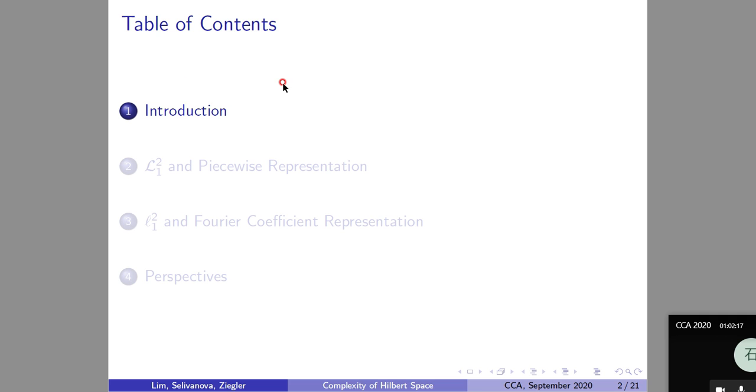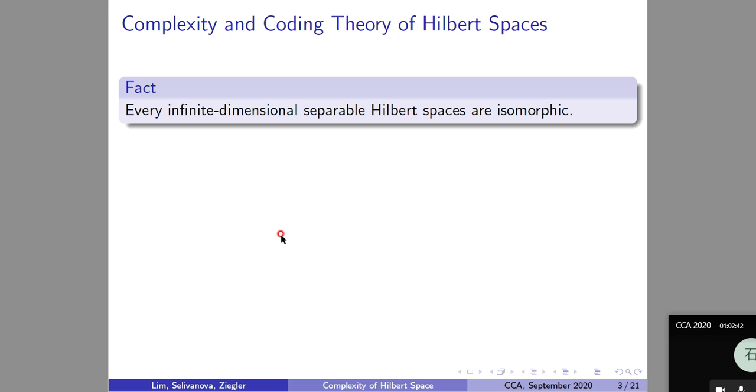So first, I'm going to give you some introduction, and I will explain what the R2 space is and its piecewise representation. Then I'm going to tell you about the small r2 space and its Fourier coefficient representation, and we'll finally look into some perspectives of this work.